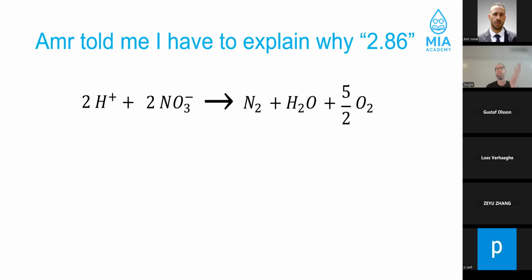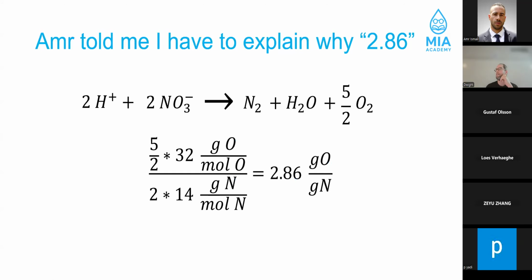So how much oxygen is there in nitrate when we denitrify nitrate to nitrogen gas? There's some math for you. So the result, when you take that numerator and you divide it by that denominator, is you get 2.86 grams of oxygen per gram of nitrogen. So Amr, there you have it. That's 2.86.